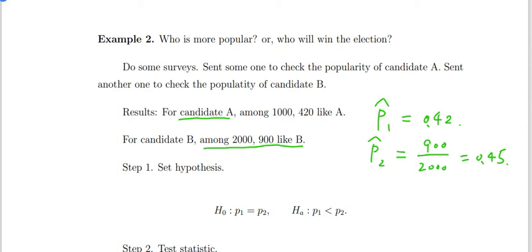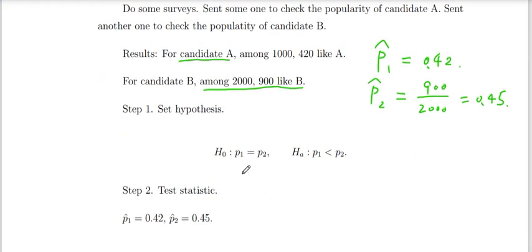So we have this evidence. Then we need to check the significance of this evidence, or whether this evidence is strong enough. So we convert this into a testing problem. H0: their proportions are the same, and HA: P2 is larger than P1. So this HA says candidate B is significantly more popular than candidate A.